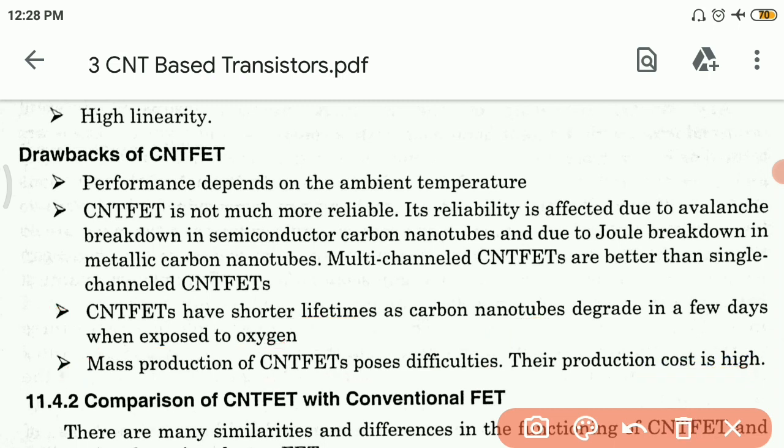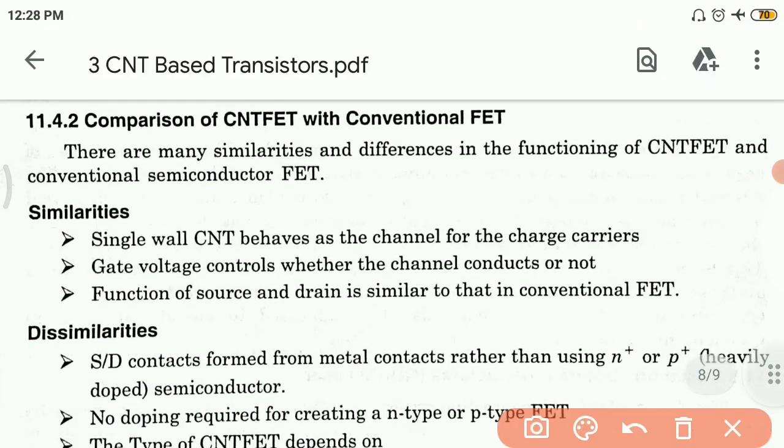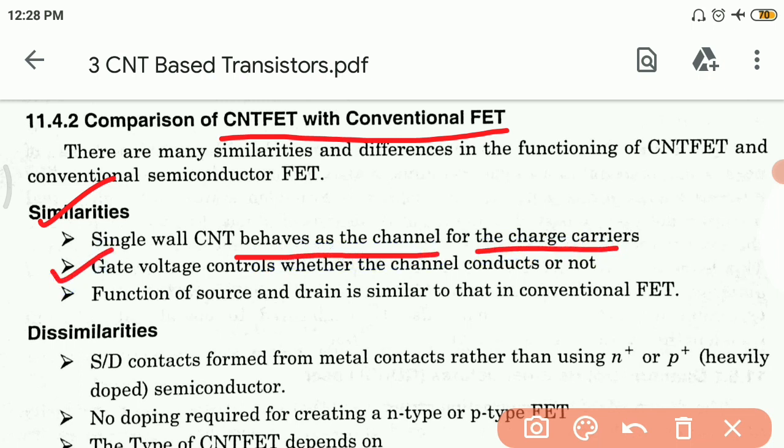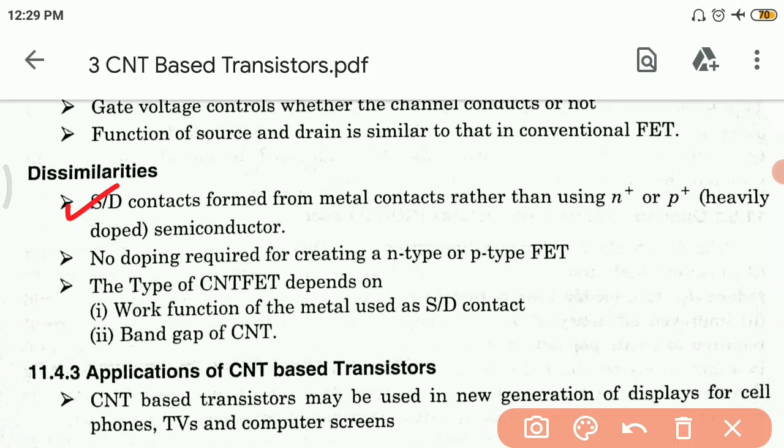Okay, and also it has given about the comparison between the CNT FET with the conventional field effect transistor. Okay, the similarities are like single wall CNT behaves as the channel for the charge carriers, then gate voltage controls whether the channel conducts or not, then function of source and drain is similar to that of your conventional FET, but it has also some dissimilarities like your source to drain contacts are formed from the metal contacts rather than using N plus and P plus, which are heavily doped semiconductors.